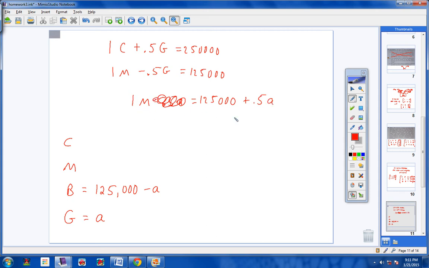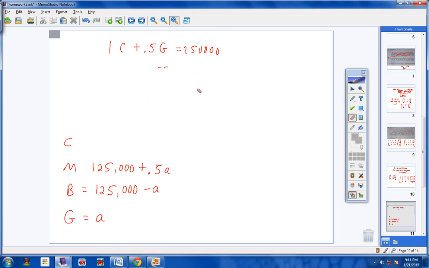Well, 1M is the same thing as just M. So now you know what M equals. M equals 125,000 plus 0.5A. And then lastly, we're going to find out what C equals. Notice I have a G again, and G is A, so I'm going to put an A right here. So 1C, or just C, equals 250,000 minus 0.5A. So that's going to go right down here. And that's what C equals. And so there we go.